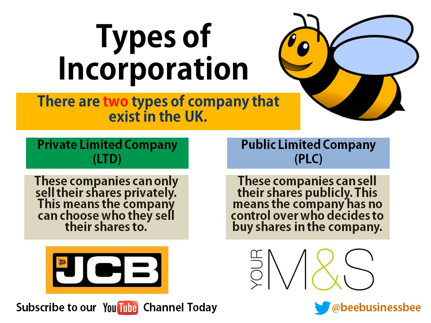Okay, there are two different types of incorporation. You've got a private limited company, which is an LTD, and you've got a public limited company, which is a PLC. Now, LTDs, private limited companies, can only sell their shares privately. This means that the company has to choose who they want to buy shares in their business. So JCB is an example of this. Mr. Bamford can choose who buys shares in his organisation, whereas a PLC can sell their shares publicly on the stock market. An advantage to this means that they can sell the shares anywhere they choose, and they can get more money in from potential shareholders.